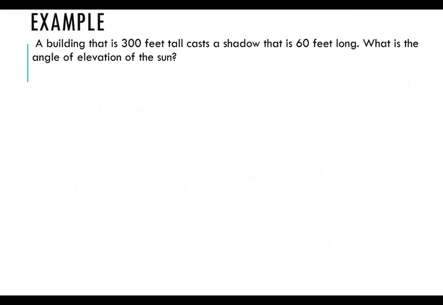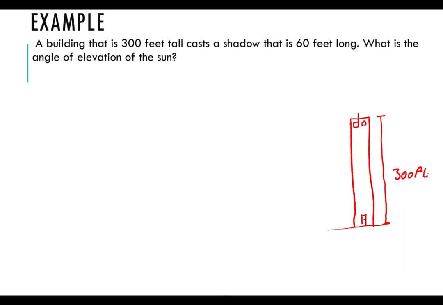Let's try another. A building that is 300 feet tall. So we have a building. Just going to put a couple windows up top and a door at the bottom. If nothing else, just always draw bad pictures and then you can laugh at it. So this building is 300 feet tall, and specifically, it casts a shadow that's 60 feet long. Okay, so let's see what we get.